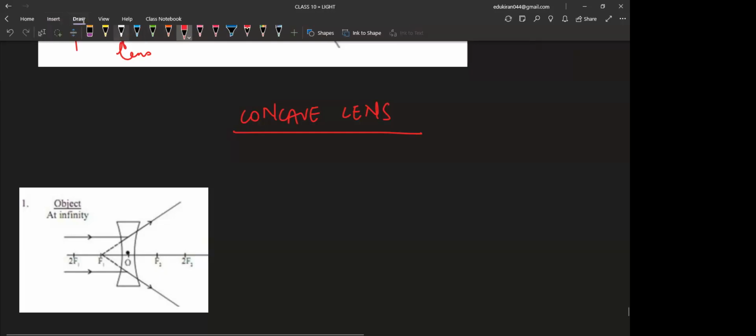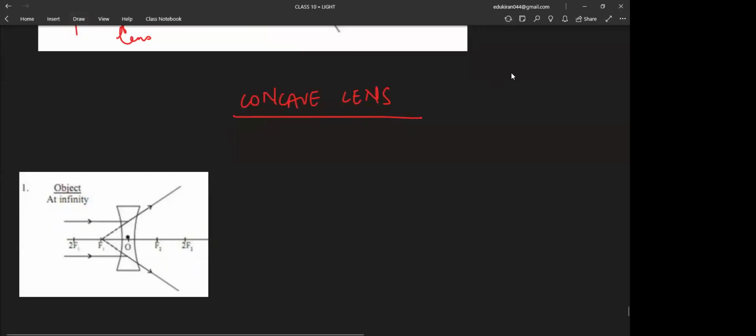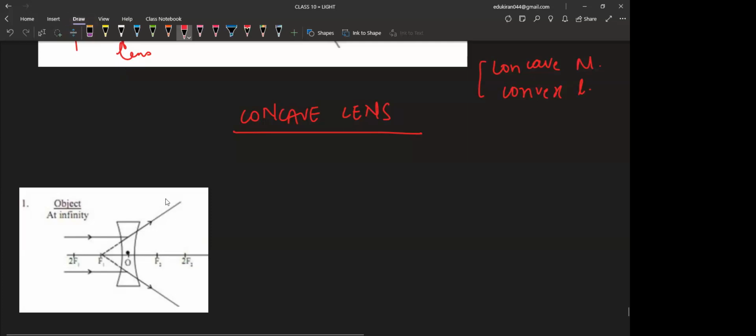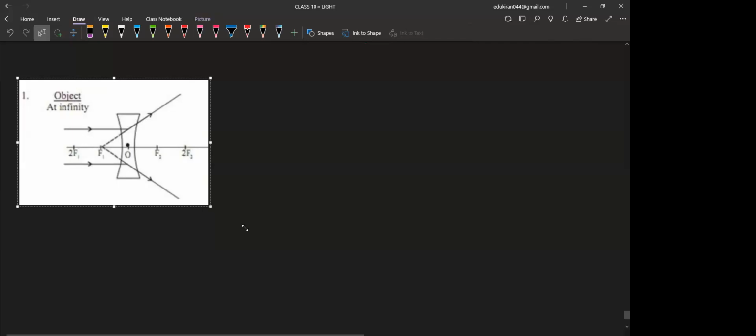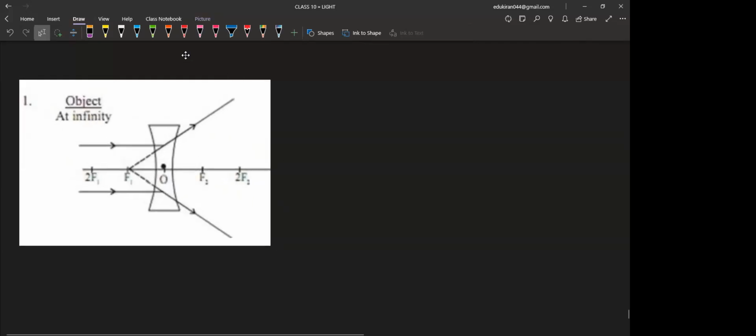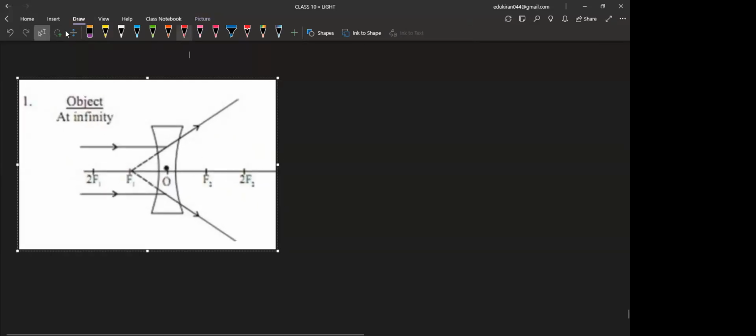In the exam, questions are more often asked from concave mirrors and convex lenses. Anything can be asked though. Concave mirrors are also asked, convex mirrors are also asked, concave lenses are also asked. But we mark out some topics as important so that it becomes easier for the exam.